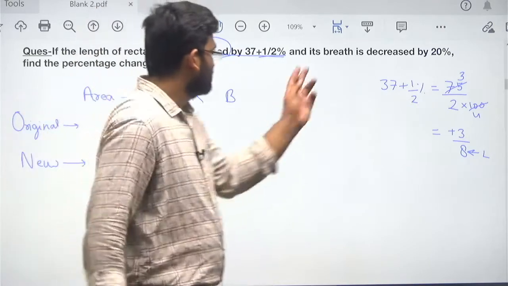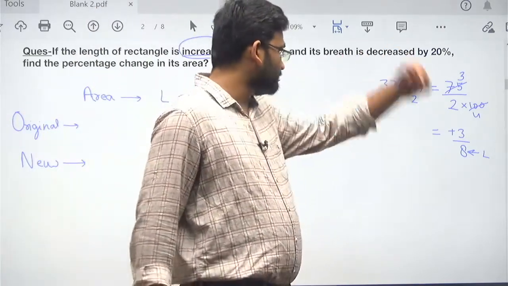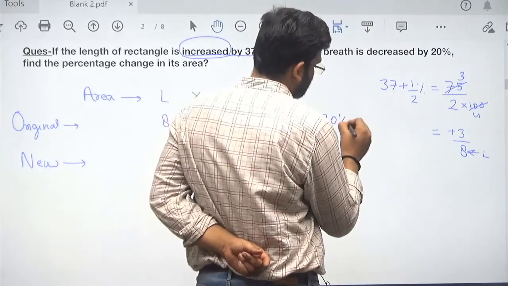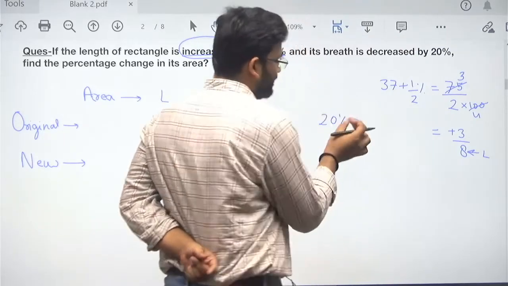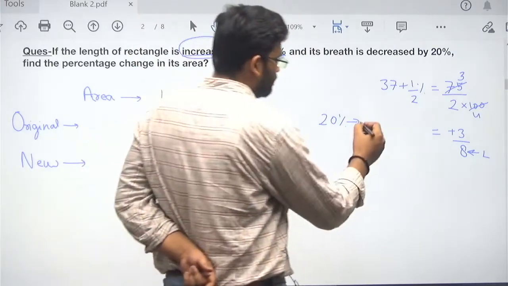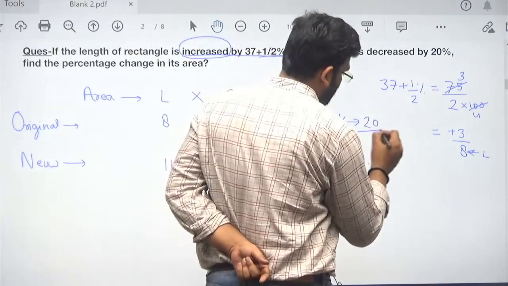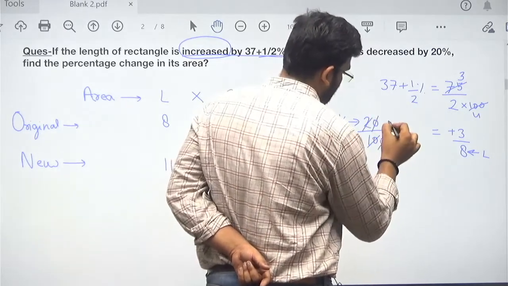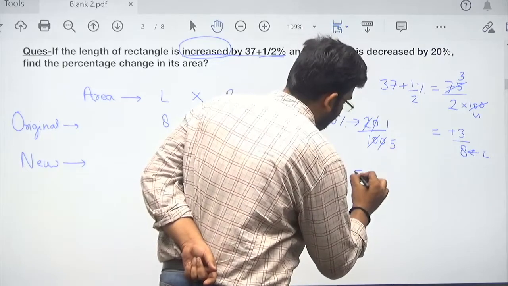Now see, its breadth is decreased by 20%. So I already told you 20%. So first of all convert this into a fraction. Whenever we remove percentage, 100 comes in the denominator. So it will be 20 upon 100. That comes to be 1/5.